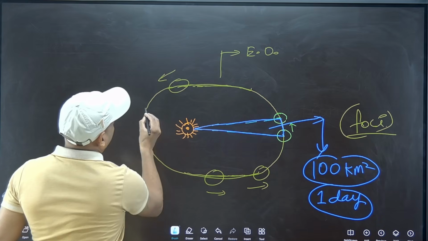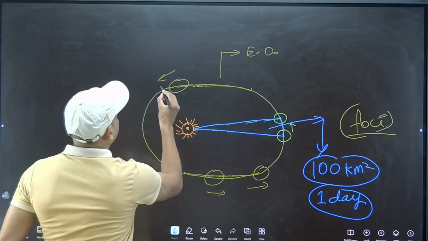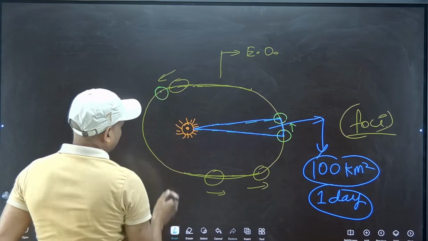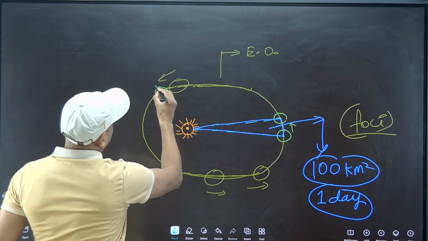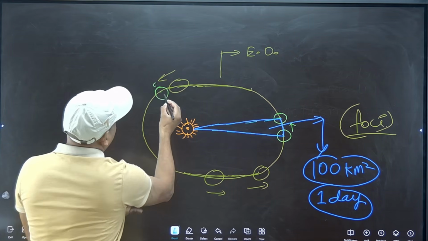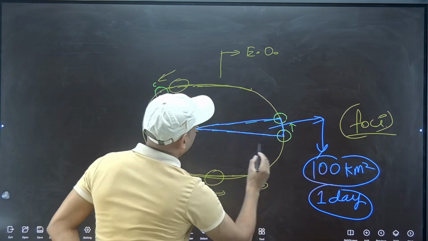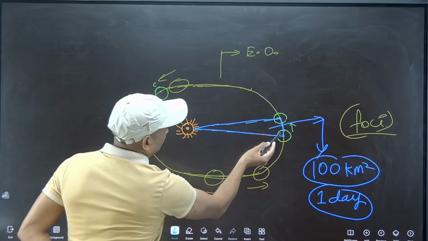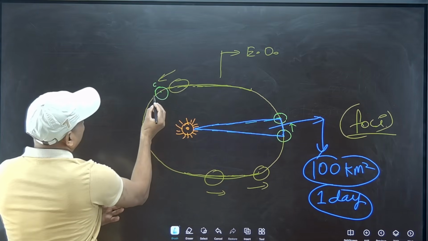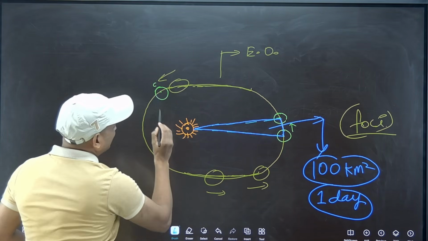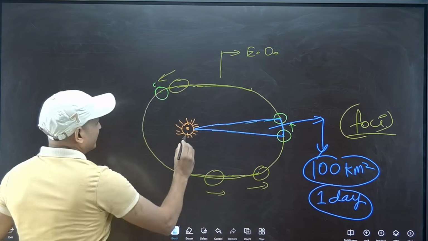Now, for example, the Earth reaches here, this place, point C. In the first case, the distance it covered was very low. But here, in one day, it will again cover an equal amount of area, for example, 100 square kilometers, equal area in one day.